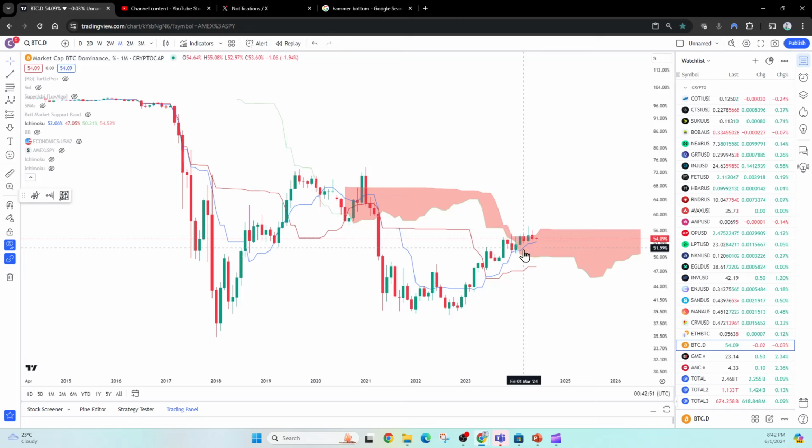Strong resistance above, weak support below, right? Looking at how weak it's getting, it looks like it wants to roll over, right? So that could be potentially favorable. If this turns out breaking down the conversion line because it's getting rejected over here at the top of the cloud, then you're really talking about altcoin seasons potentially really coming in.